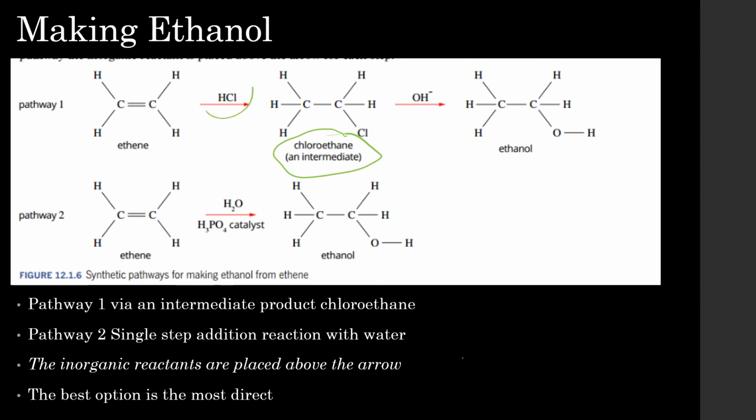We can also note that the inorganic products are just placed above the arrow. The second pathway is just a one-step addition reaction with water. We've got a phosphoric acid catalyst. And so in this case, the best option would be the most direct. So remember percentage yield, that's important to note. One step will give you a better yield than a two-step process.